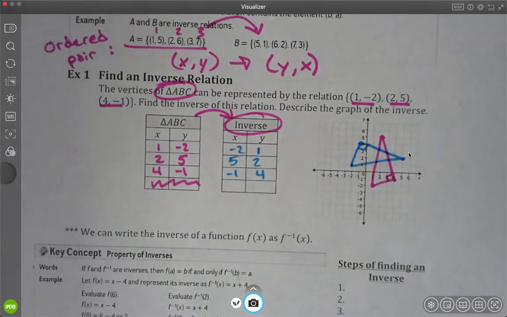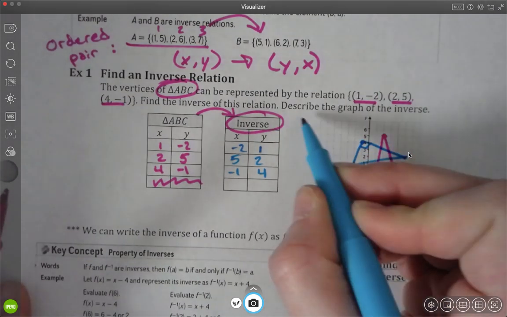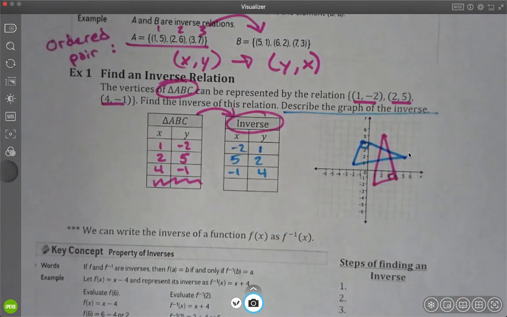Now, it says describe the graph of the inverse. Describe that graph. It kind of looks like there's a little bit of a pattern to this. A translation of that? Kind of. Okay. So let's look at the pattern. Listen to this really carefully because this will be the same for every inverse function.